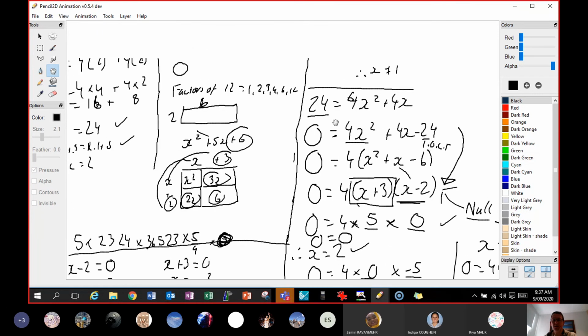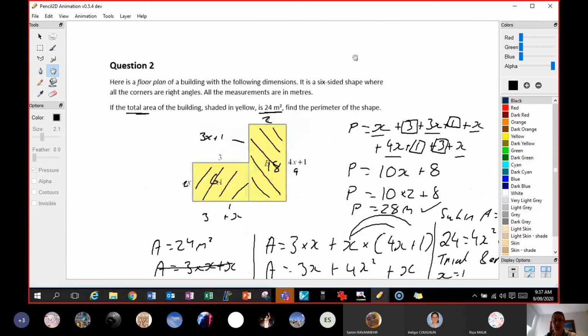And as I said, this is where we're trying to do a bit of application. We're trying to show you how this works, when you've got questions about how you can set up algebraic equations to help you solve and find a solution.